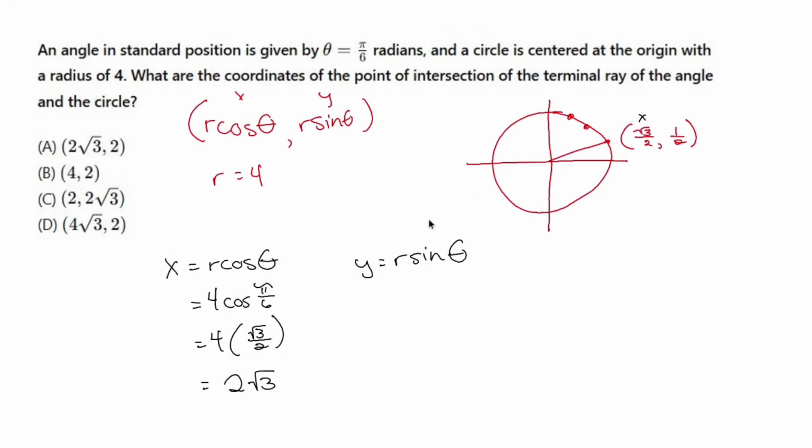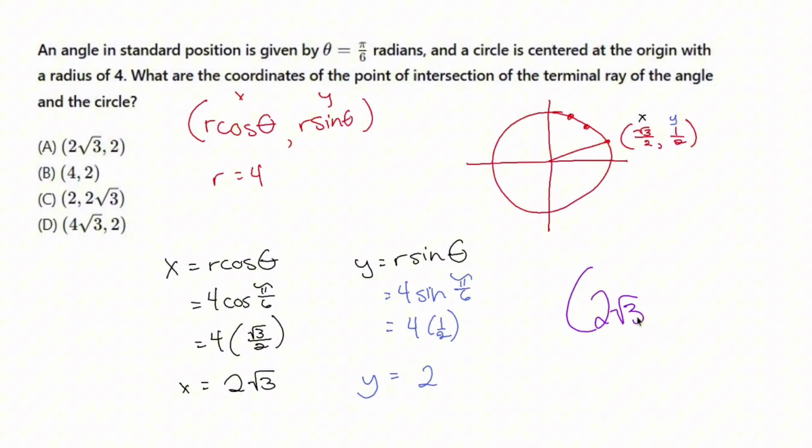My y value is going to be done similarly. Y is going to equal my radius, which is 4, times sine of pi over 6. Sine is the y value, which is 1/2. So 4 times 1/2 is 2. So x is 2 root 3, y is regular 2, which gives us the point 2 root 3, 2. Which is going to be A.